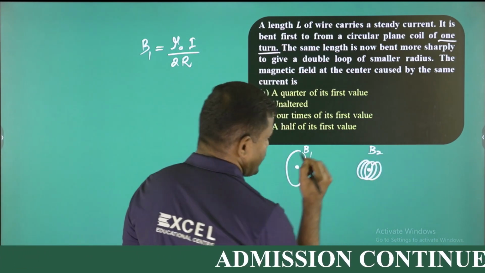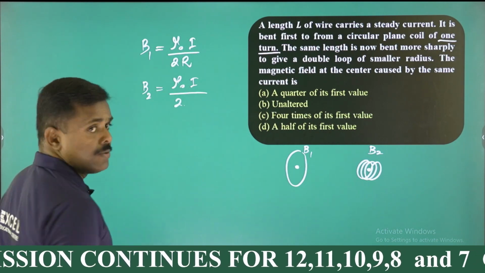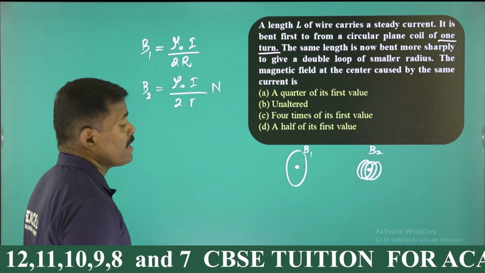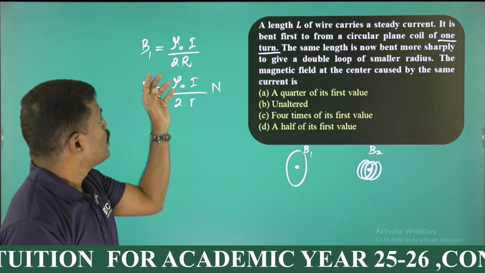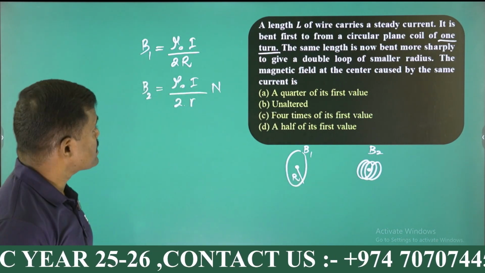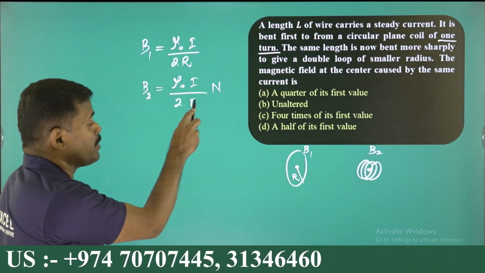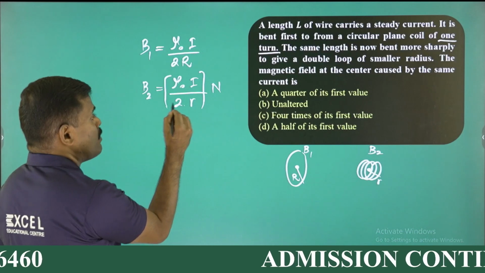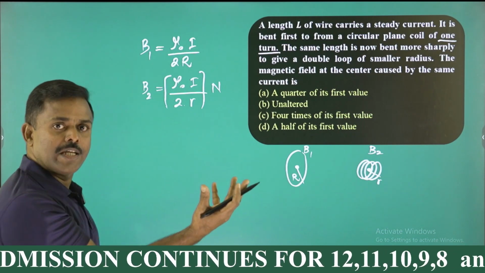And for this coil I call the magnetic field B2. What is B2? It is mu 0 I by 2 into, the radius is much smaller now, I call it small r. But remember, there are n turns, so I must multiply with n. I repeat one more time. For the first coil, the magnetic field at the center is given by mu 0 I over 2 capital R, because the radius of this loop is capital R. In the second case, you are winding it into a smaller coil of n turns, so it is mu 0 I by 2 into small r, into n. Why? For one turn it is mu 0 I by 2r, 2 turns into 2, 3 turns into 3, 4 turns into 4, n turns into n.